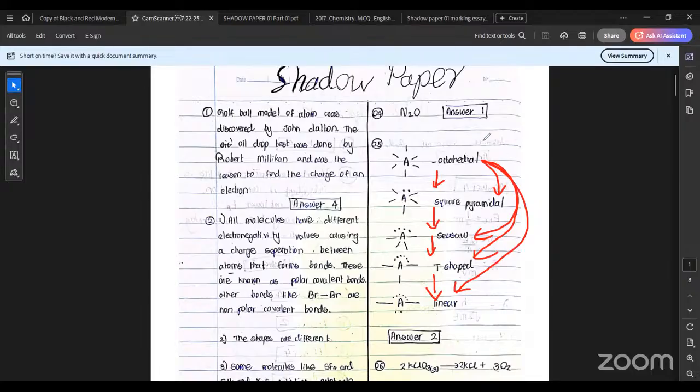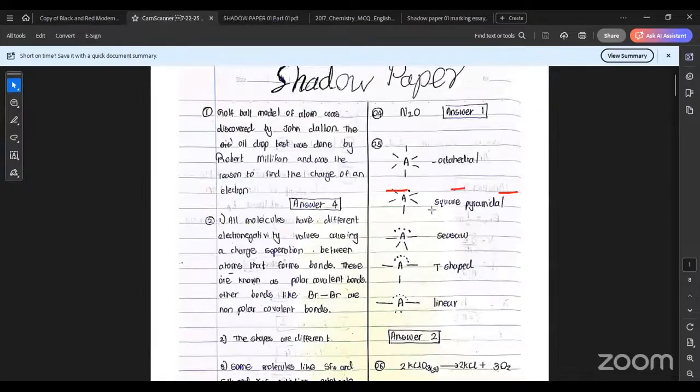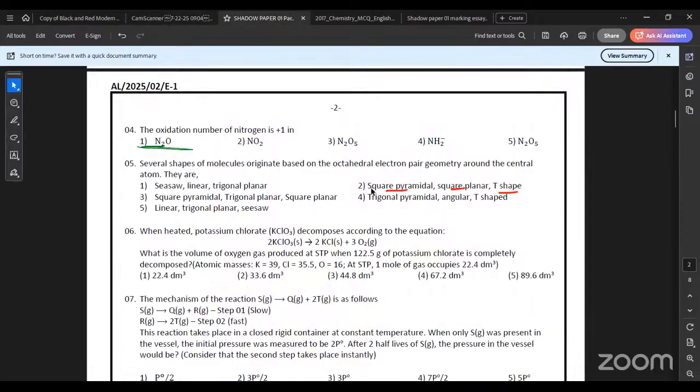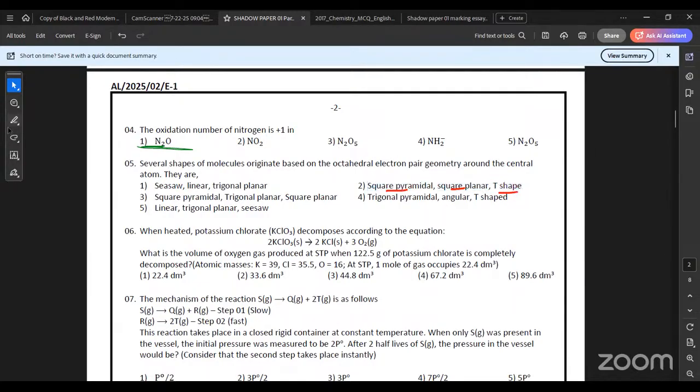So there you go. Anything which is not here, you have to just look into them. So according to this, several shapes of molecules originate. So they're asking what are they? Square pyramidal is there, square planar is there, and then T-shaped. Here you go: square pyramidal, seesaw, T-shaped, linear and octahedral. Remember them. And then here you have it: square pyramidal, square planar, and then T-shaped. So the answer is answer number 2 for that.